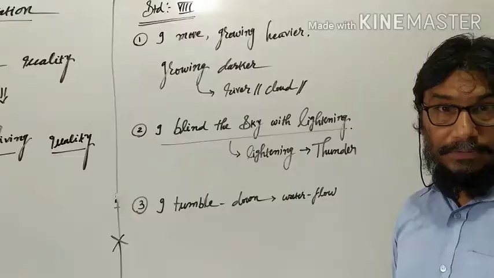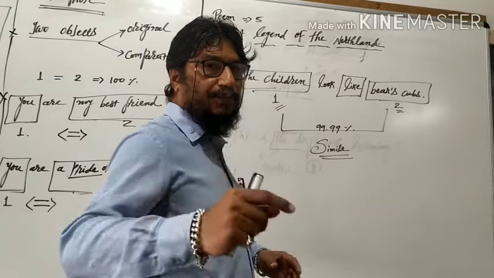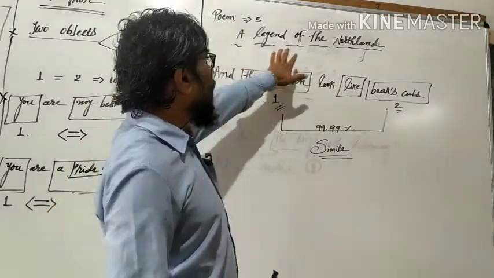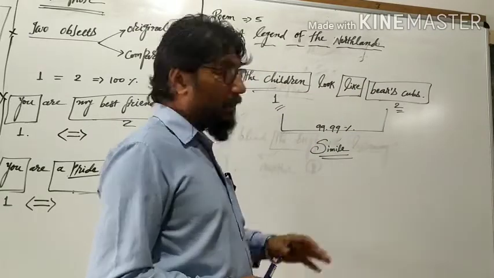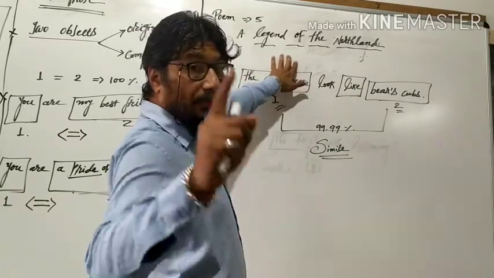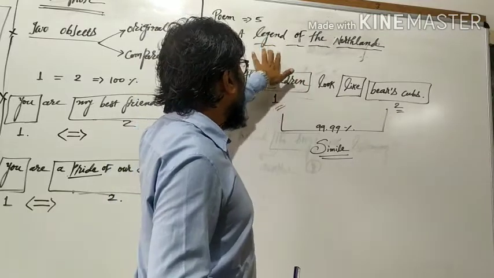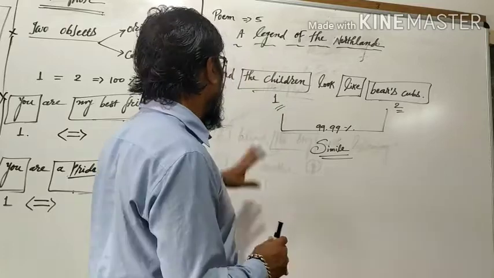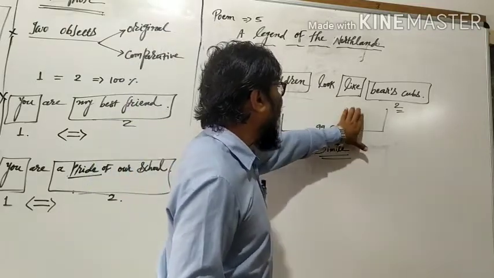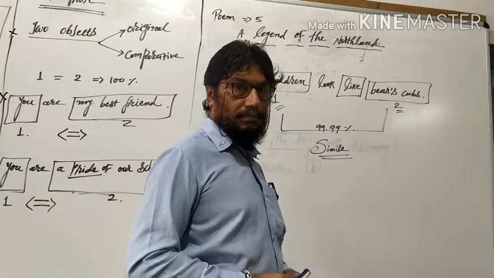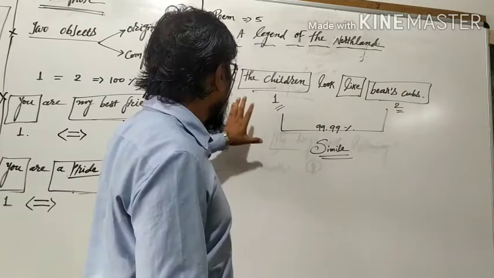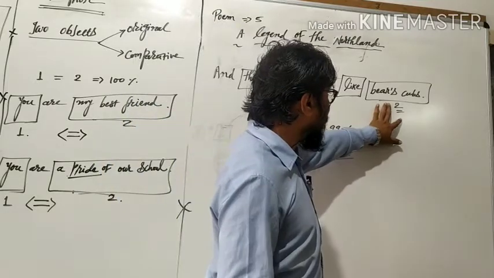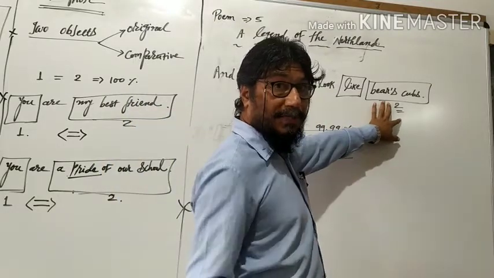Got the idea? Another example I'll give you, that is from poem number 5. That is from the 5th poem, A Legend of the Northland. This is your 5th poem. There, one poem line is there, and the children look like bear's cubs. You see here, the children is equal to original aspect, bear's cubs is equal to comparative aspect.